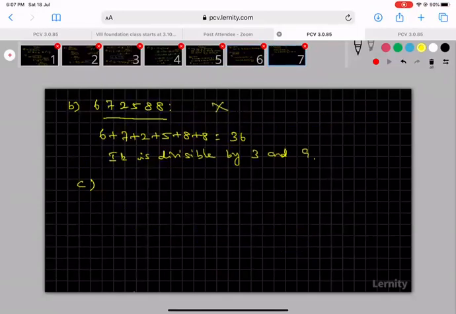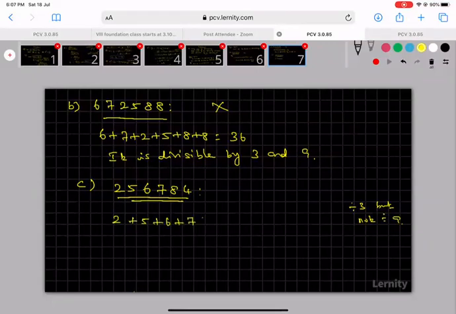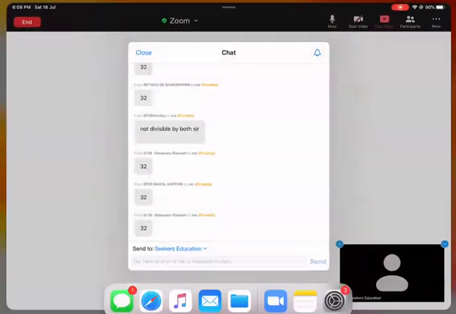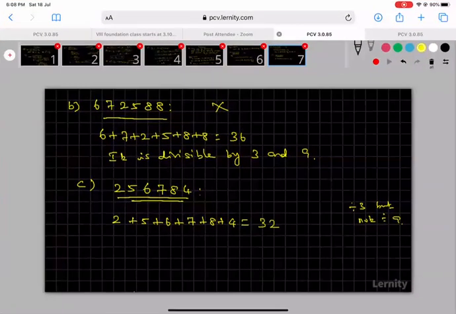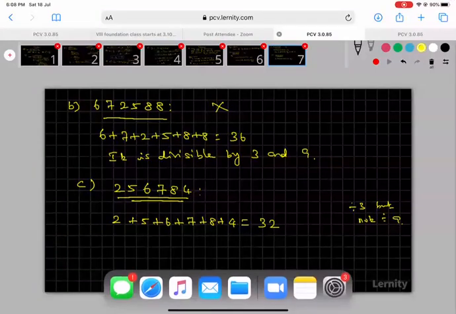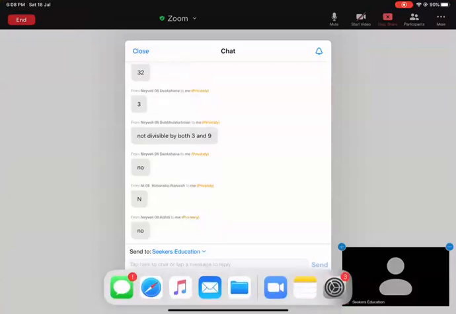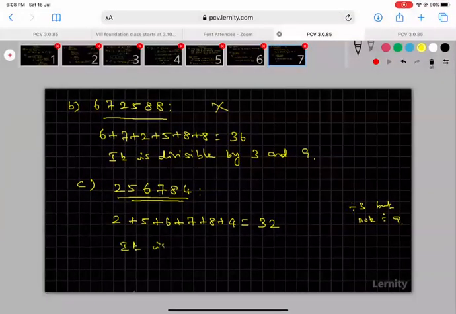Then here the next value they are given, 256784. We want to check which one is divisible by 3 but not divisible by 9. Here you see 2 plus 5 plus 6 plus 7 plus 8 plus 4. What is the value for this? 32. Very good, sir. Super. 32. Is it divisible by 3 or not, sir? Very good, sir. Not divisible by 3. So this is also not satisfying.